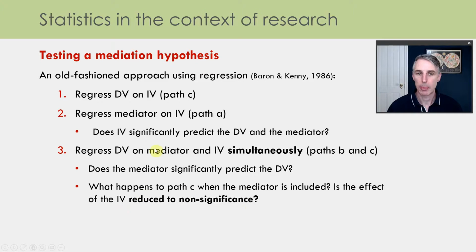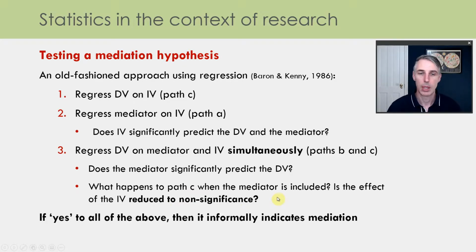If the direct path, path C, remains significant when you've entered the mediator, then you'll often see that described as consistent with partial mediation, rather than full mediation. So if you see those terms, that's what it's referring to. If yes to each of these three questions, then that informally indicates mediation. In other words, you haven't ruled mediation out.